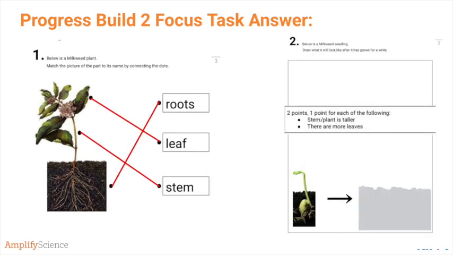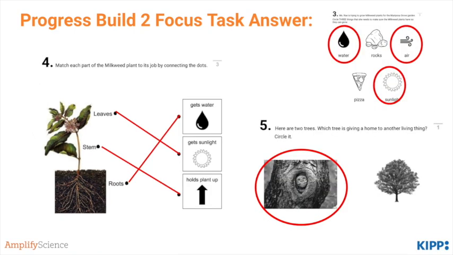Great, here's the answers for the Progress Build 2 focus task. You'll notice these are correctly matched here. In number 2, students just need to draw a plant that is taller and has more leaves. That's all they need to get full credit for it. In this part, once again, we've got a matching activity. Here's the correct circles right here. And in number 5, the students should have circled the tree with the owl in it.